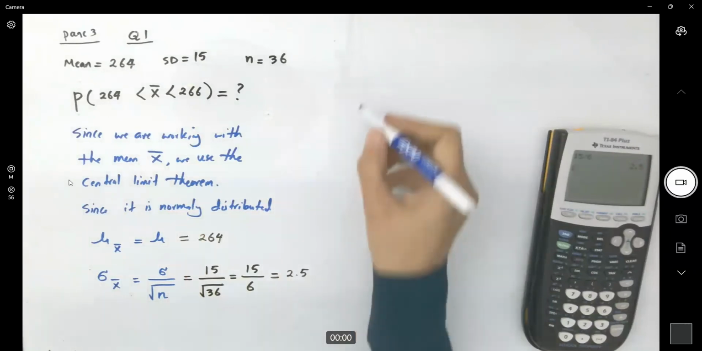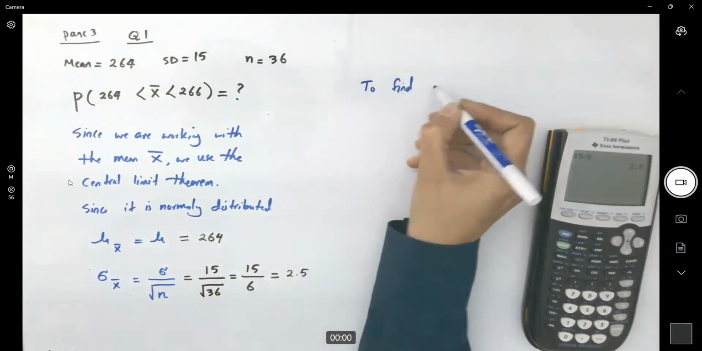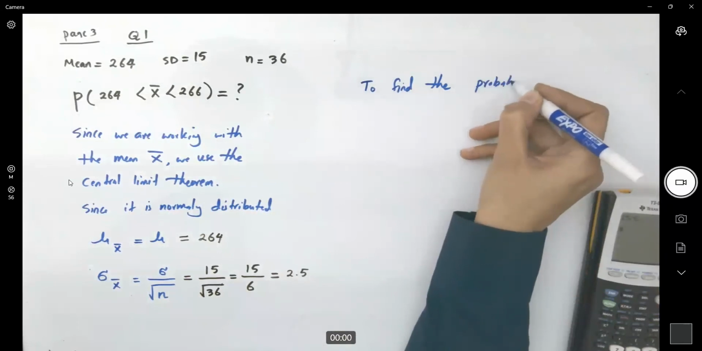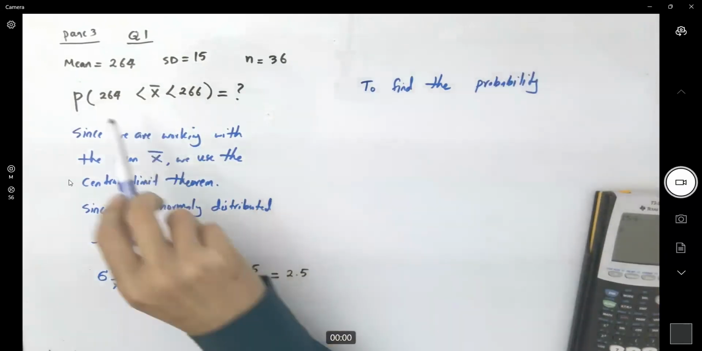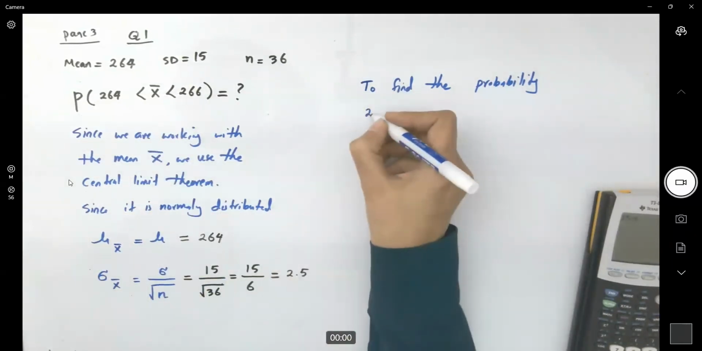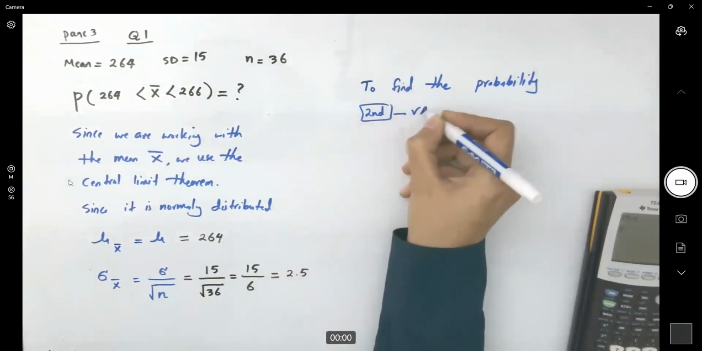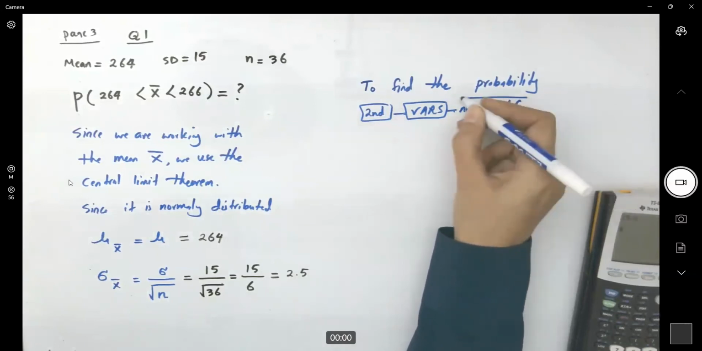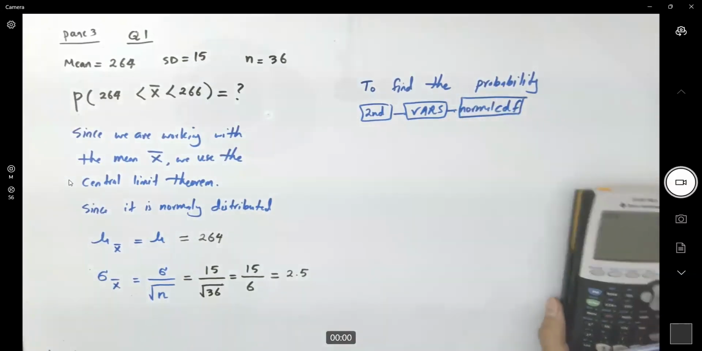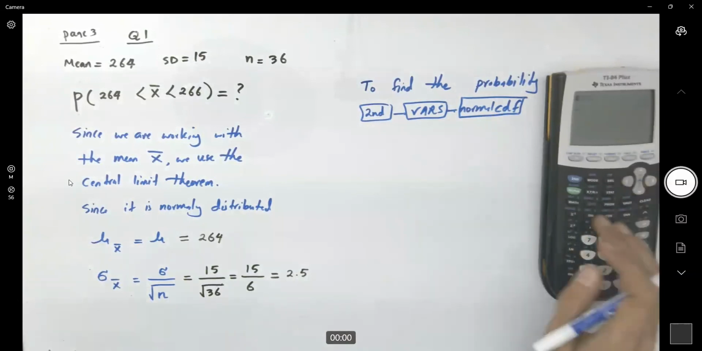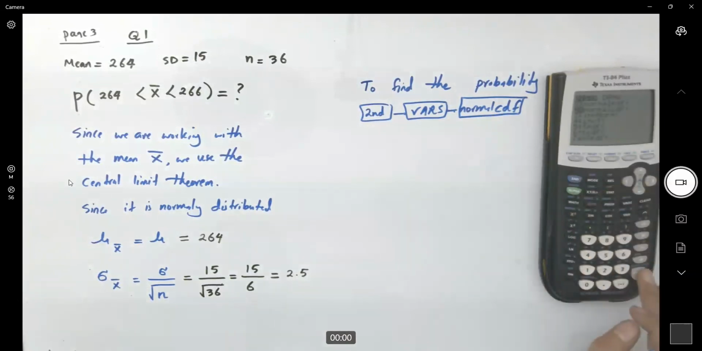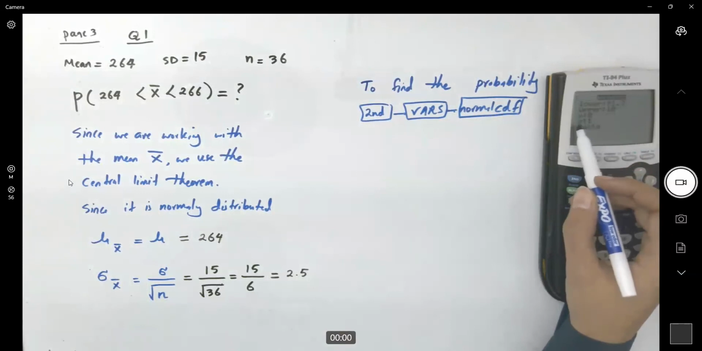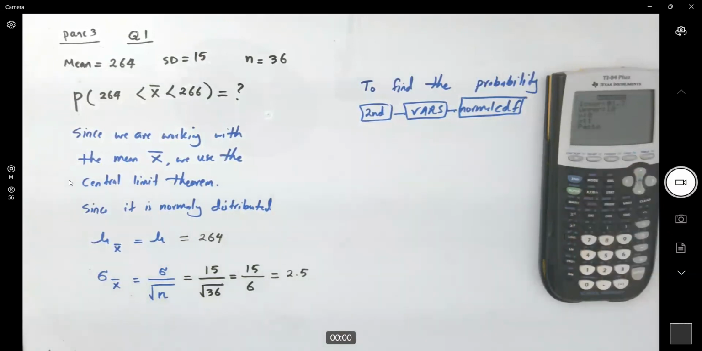Now to find the probability, we're going to use normal CDF. Second, bars and normal CDF. Okay, normal CDF. So if I go to second bars, normal CDF, what do I see? Norm CDF. I need my lower limit, I need my upper limit, I need the mean, and I need the standard deviation. Okay, let us identify those.